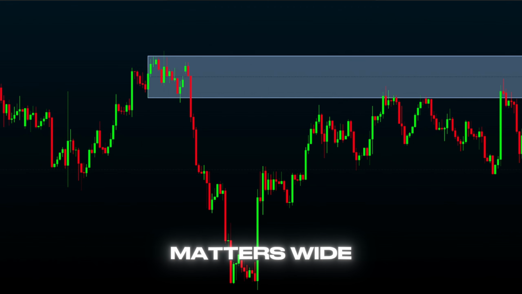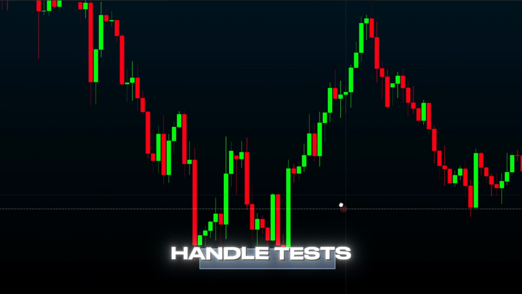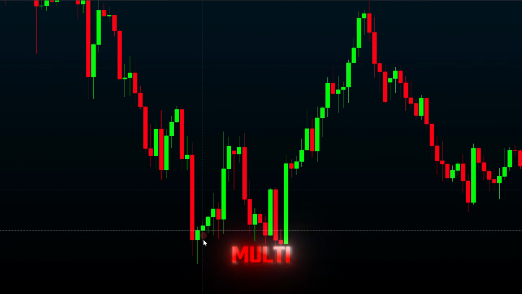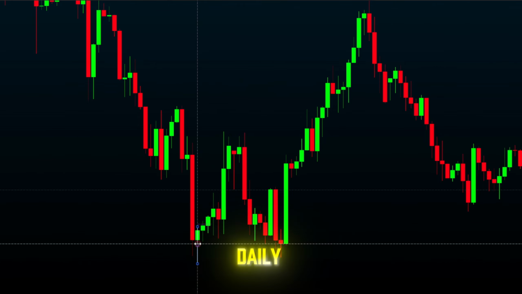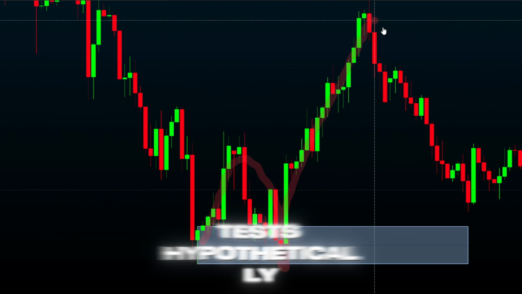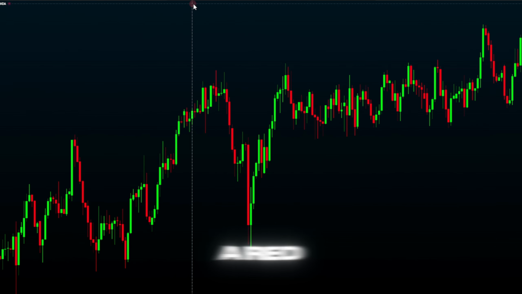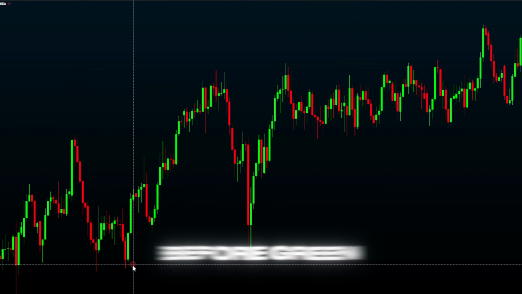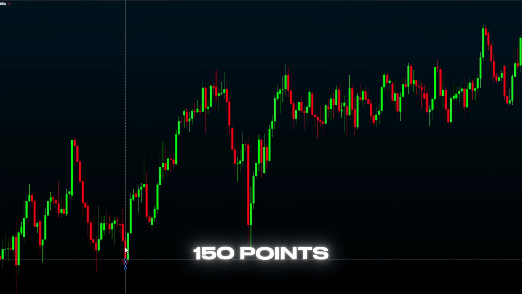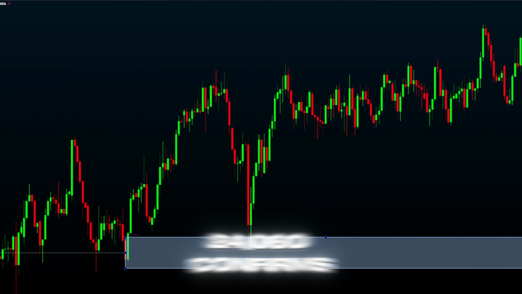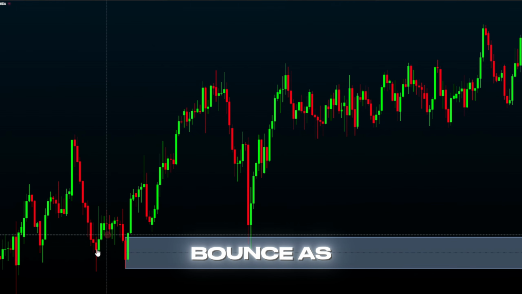Zone size matters. Wide zones, 20–50 points, handle tests better. Narrow 10–20 flip faster in low volume. Multi-timeframe logic. Daily zones set bias, macro auctions. 15 min refines micro tests. Hypothetically, on 15 min, a red candle body 24,050 to 24,070 before a green impulse up 150 points marks demand at 24,050 to 24,070. A retest with a green close above the mid, 24,060, confirms the bounce, as the mid tests for new supply.